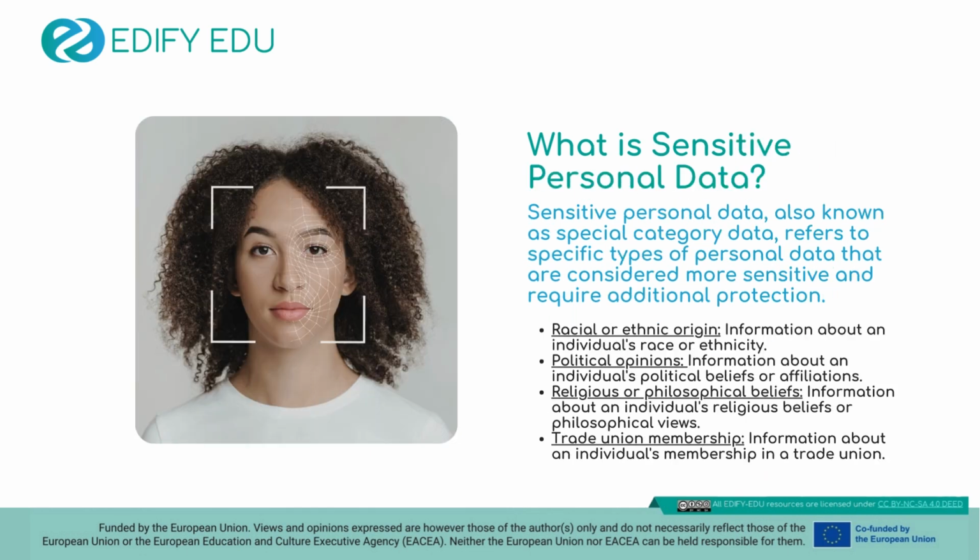Sensitive personal data, also known as special category data, refers to specific types of personal data that are considered more sensitive and require additional protection. Examples include information about an individual's racial or ethnic origin, political opinions, religious or philosophical beliefs, and trade union membership. This type of data is deemed sensitive because it poses higher risks to individuals' privacy and can potentially lead to discrimination. Therefore, it requires more stringent safeguards to ensure its protection and to uphold individuals' rights.